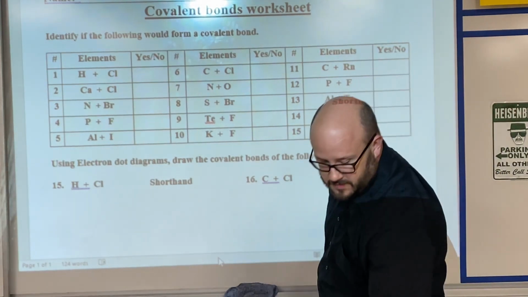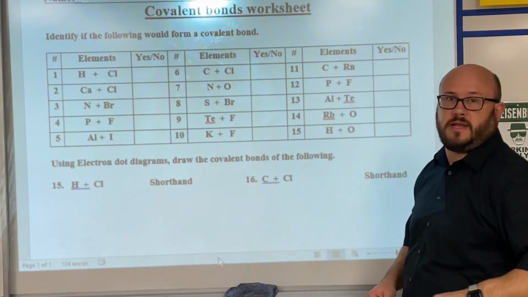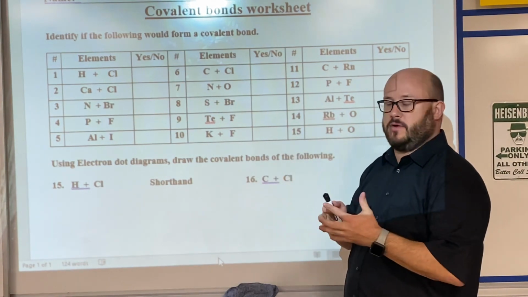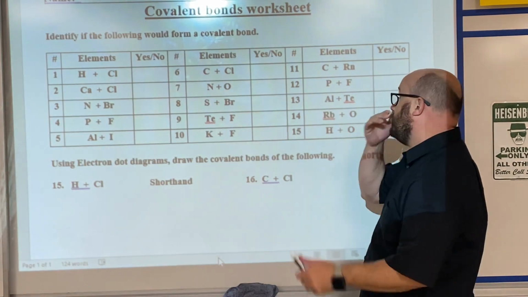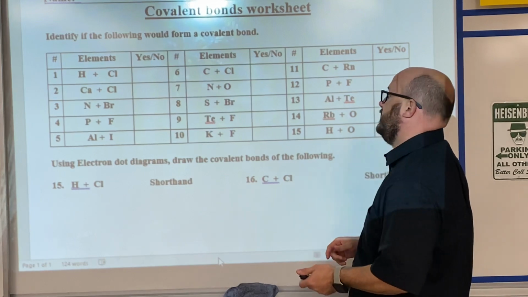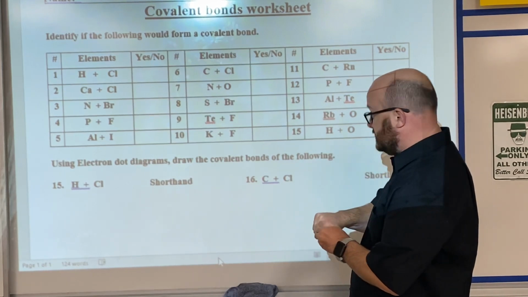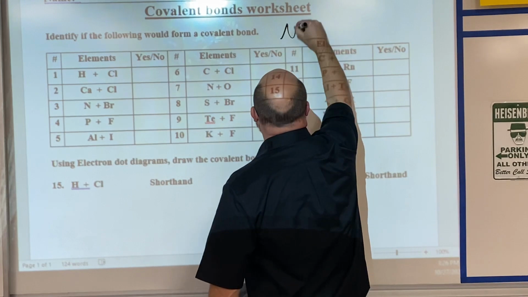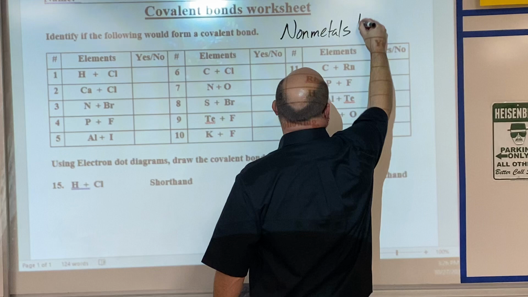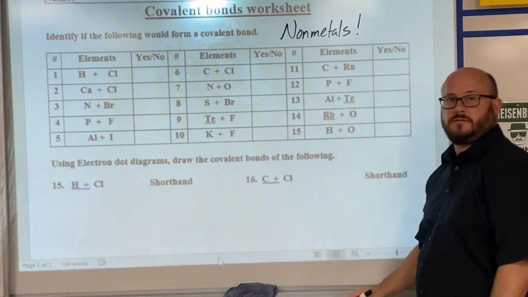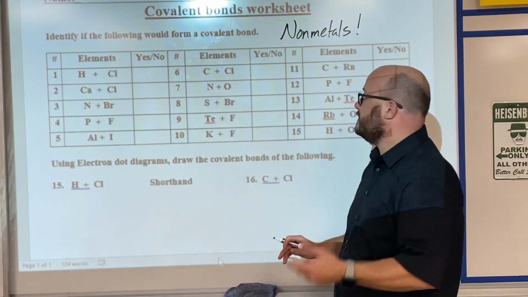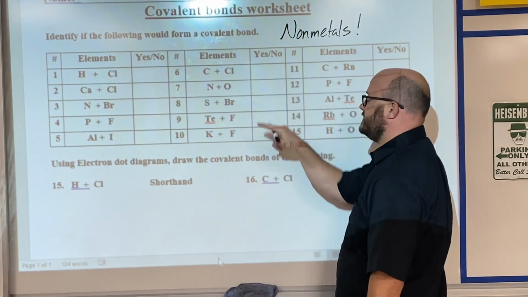Hey class. Today's video is going to look at covalent bonds and Lewis dot structures and how they intermingle. First up, we have to find out what elements form covalent bonds. And we know that to be non-metals. Only non-metals. So if there's a metal, it can't form covalent. It has to be ionic.